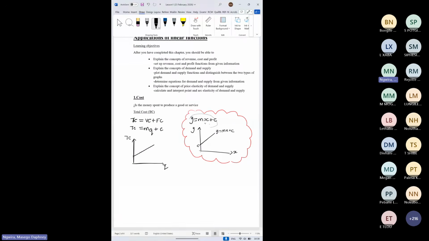So it means that this will be the function, a total cost function. This is an equation form, and then this one will be the graphical. This is the graph. If I was to ask to plot the graph of a total cost function, this is how the graph is going to look like.